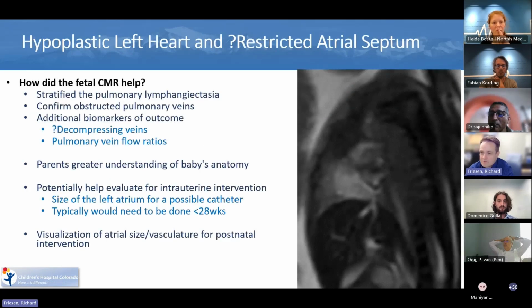We thought it was really helpful to be able to look at the lymphangiectasia, confirm the obstructed pulmonary veins, and get an additional view of this potential decompressing vein to add to the fetal echo to better counsel the family, to give them a little bit of better understanding of the baby's anatomy. Theoretically, this could be potentially helpful for consideration of intrauterine intervention, although for most of those balloon atrial septostomies, I believe they're typically done a little bit less than 28 weeks. So that may be a little bit younger than what we're currently doing, but something potential for the future.